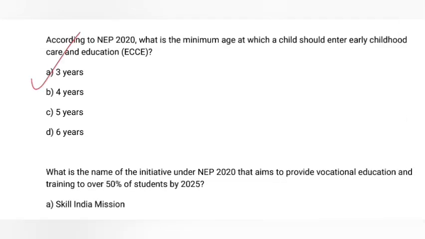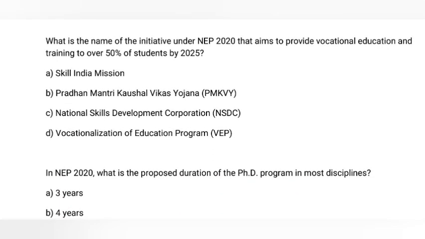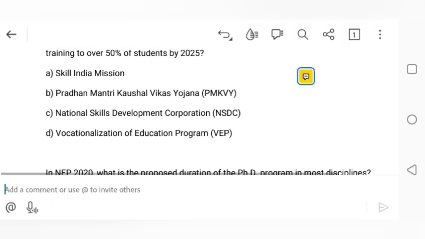Then, what is the name of the initiative under NEP 2020 that aims to provide vocational education and training to over 50% of students by 2025? Skill India Mission, Pradhan Mantri Kaushal Vikas Yojana (PMKVY), National Skills Development Corporation (NSDC), Vocationalization of Education Program (VEP). So the correct answer will be Skill India Mission.